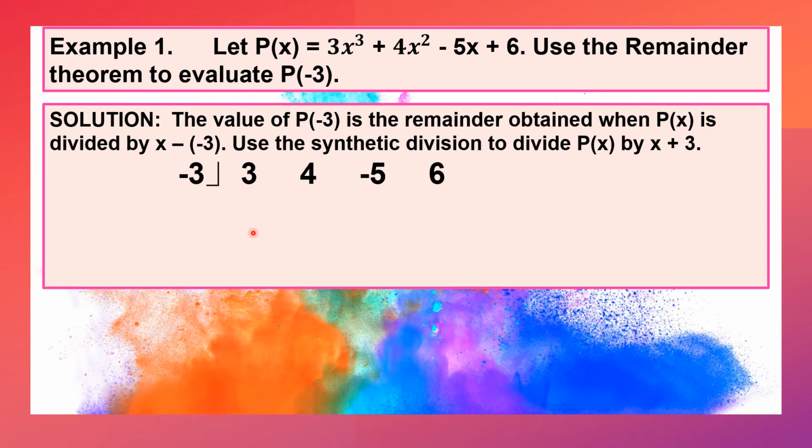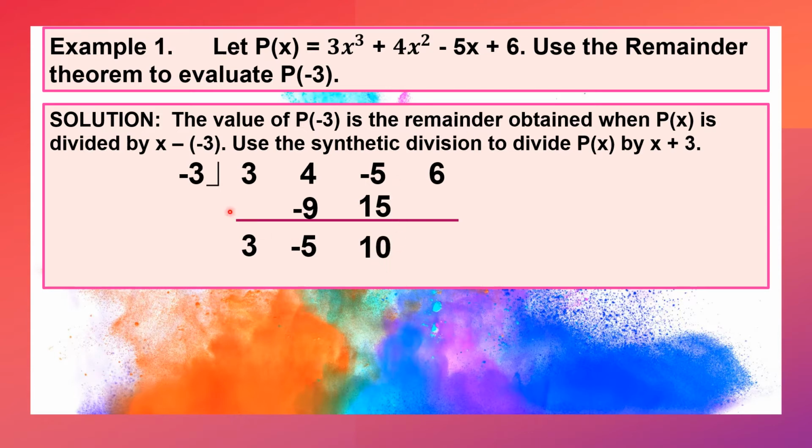First step is to bring down positive 3. Then multiply 3 to negative 3. It is equal to negative 9. Then add 4 plus negative 9 is equal to negative 5. Then multiply negative 5 to negative 3. It is equal to positive 15. Then add negative 5 plus 15 is equal to positive 10.